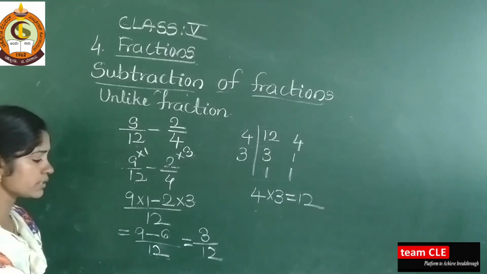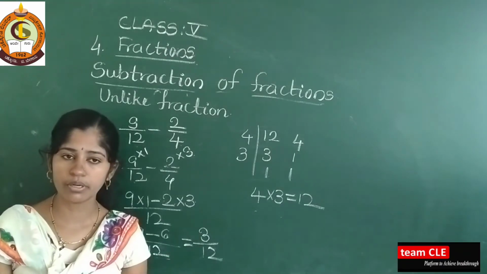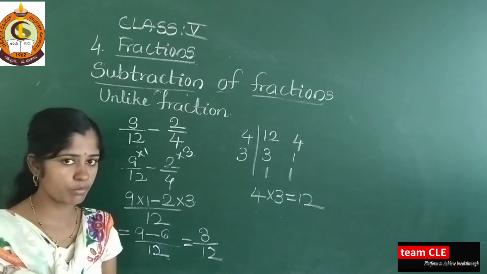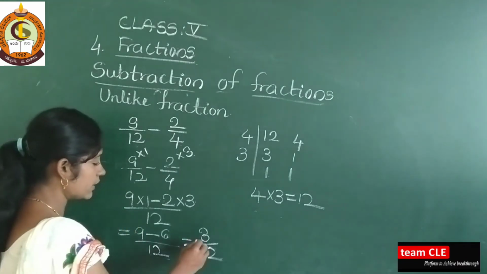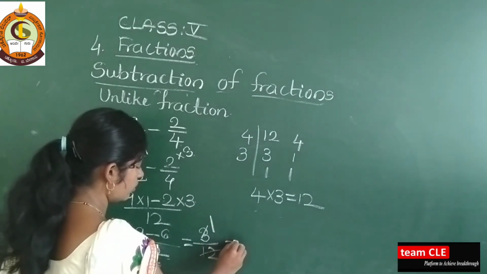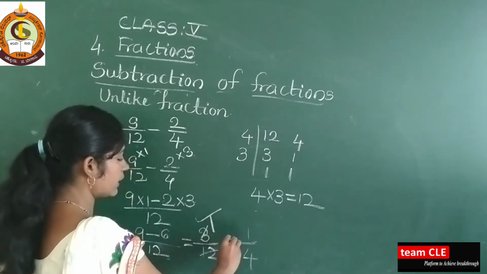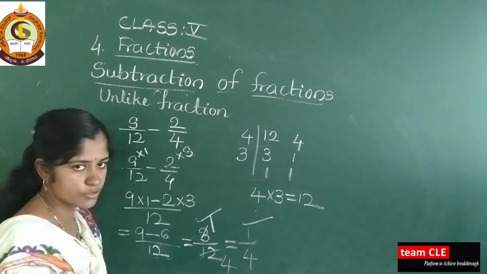So dear students, here we need to do one more step. 3 by 12 is there. 3 and 12 are both in the same table. So take 3 ones are 3 and 3 fours are 12. So here the answer is 1 by 4. If you got 3 by 12, that is also correct. 1 by 4 is also correct.